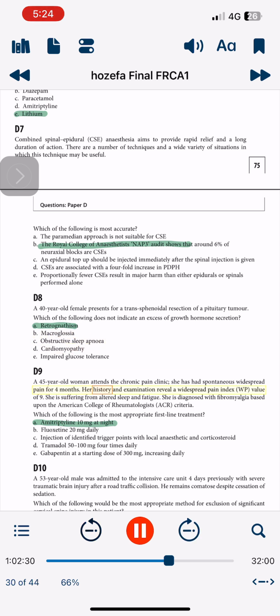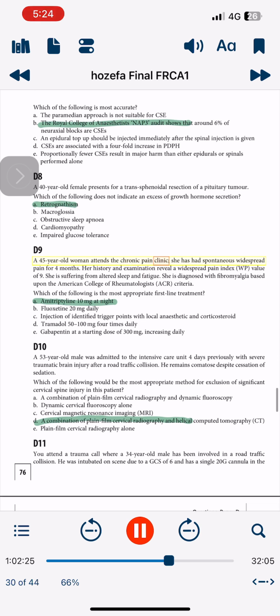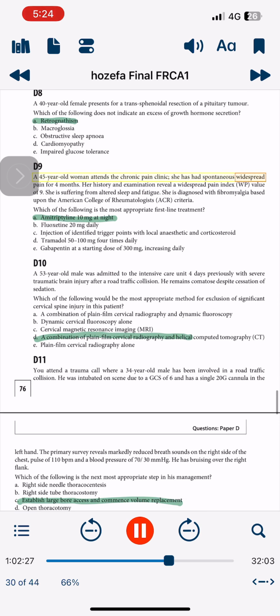A 45-year-old woman attends the chronic pain clinic. She has had spontaneous widespread pain for 4 months. Her history and examination reveal a widespread pain index (WPI) value of 9. She is suffering from altered sleep and fatigue. She is diagnosed with fibromyalgia based upon the American College of Rheumatology (ACR) criteria. Which of the following is the most appropriate first-line treatment? A. Amitriptyline 10 mg at night.